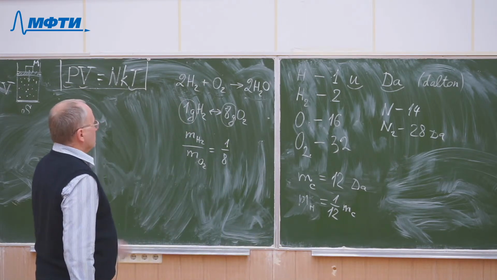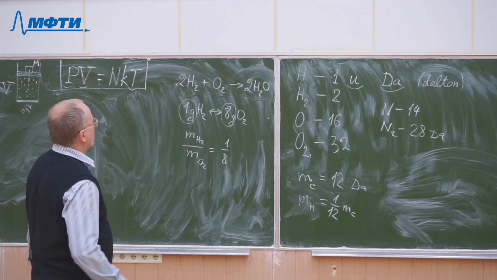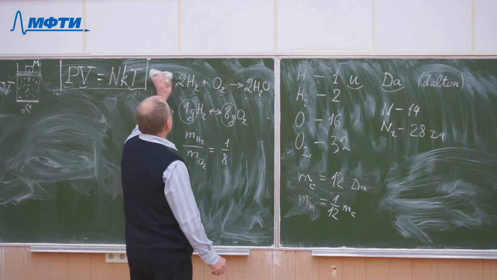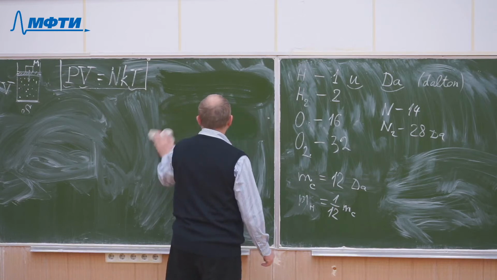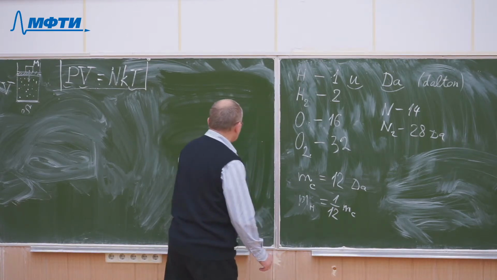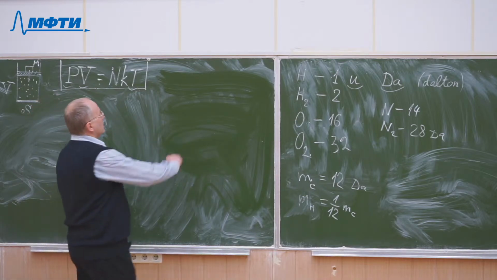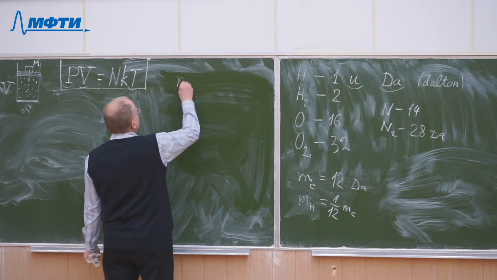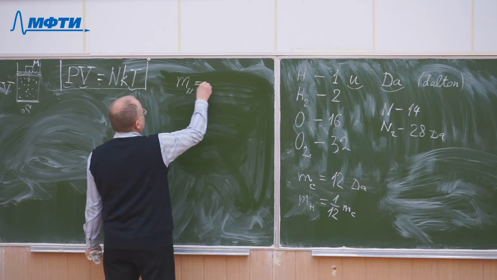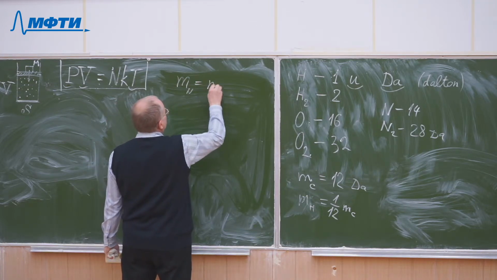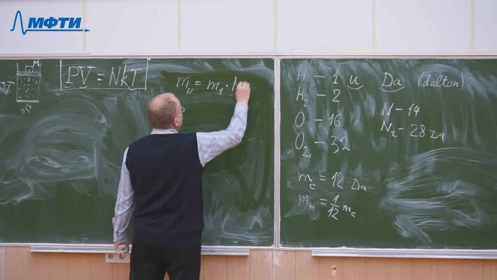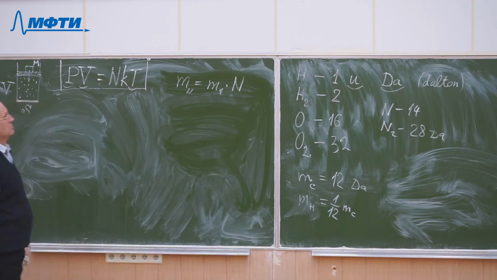So what is important about it? The important thing is that if we know the mass of one molecule, then we can easily calculate the mass of n molecules. The mass of n molecules will be the mass of one molecule times n, which is obvious.